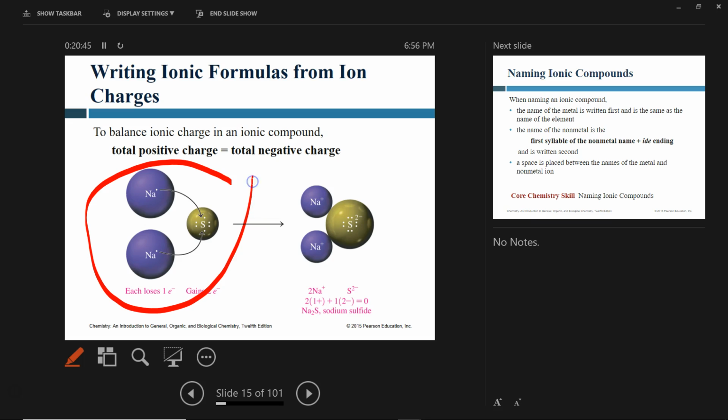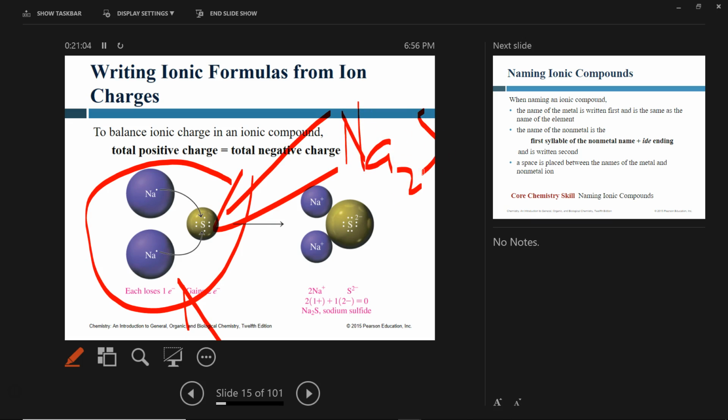Sodium sulfide. Each sodium loses 1 electron, plus 1. Sulfur gains 2, minus 2. To make it electrically neutral, you need 2 sodiums, 1 sulfur.